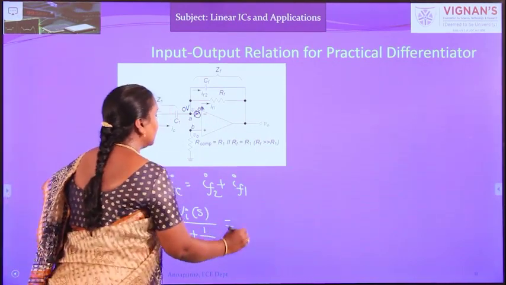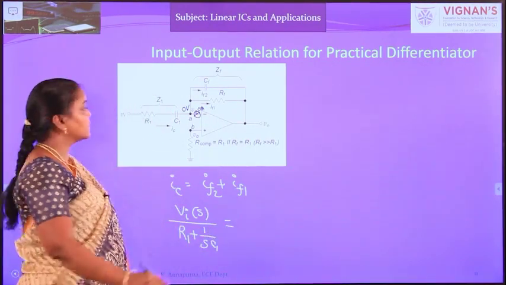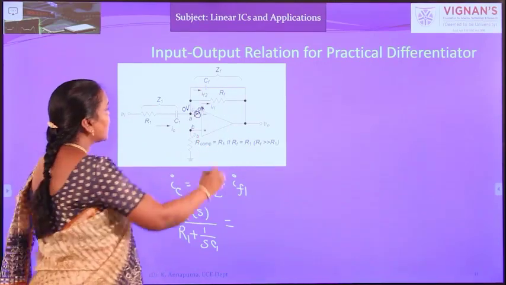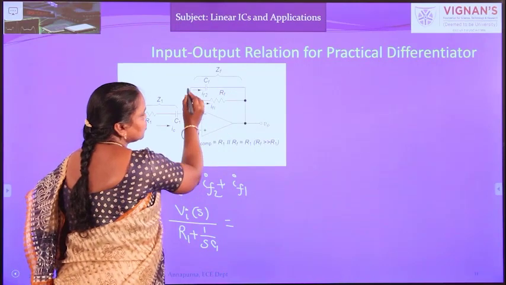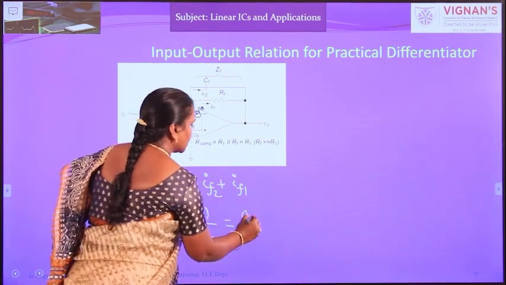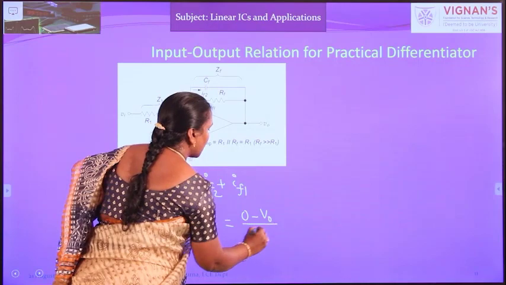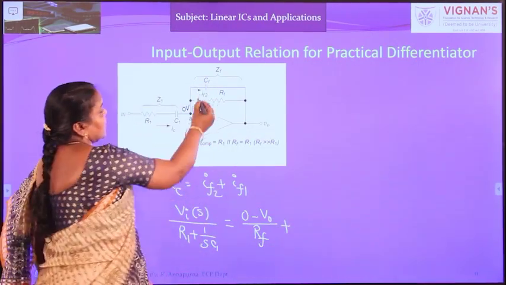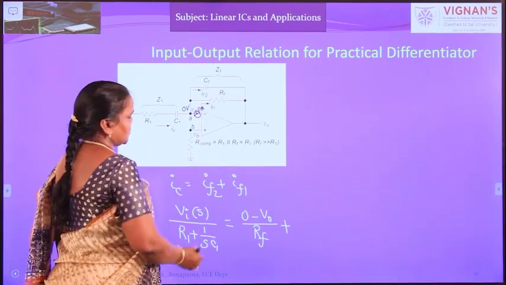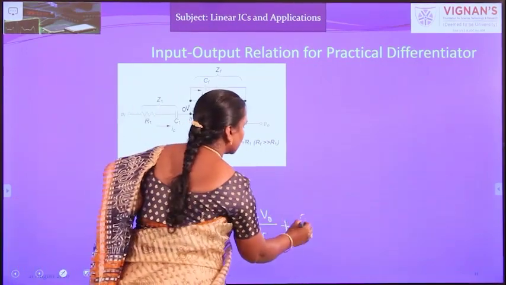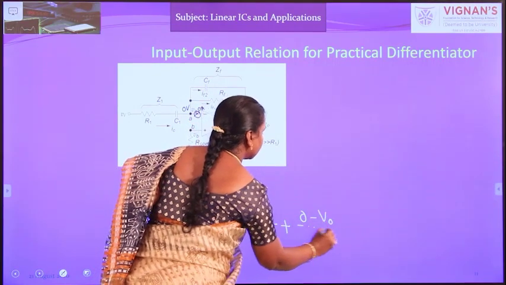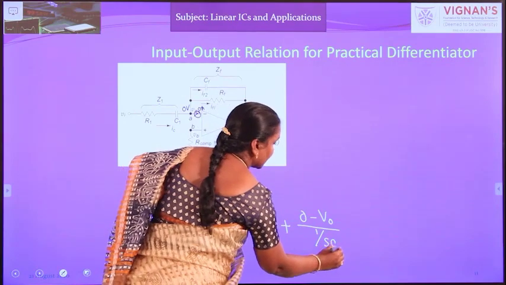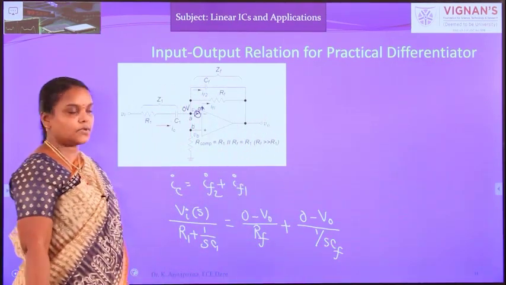That is equal to, what is IF2? The current flowing through this feedback resistor. What is the voltage across this? It is 0 minus V0. So 0 minus V0 by RF, plus, next one, current flowing through this capacitor. Current flowing through the capacitor means 0 minus V0 by 1 by SCF. Here the capacitor value is CF.